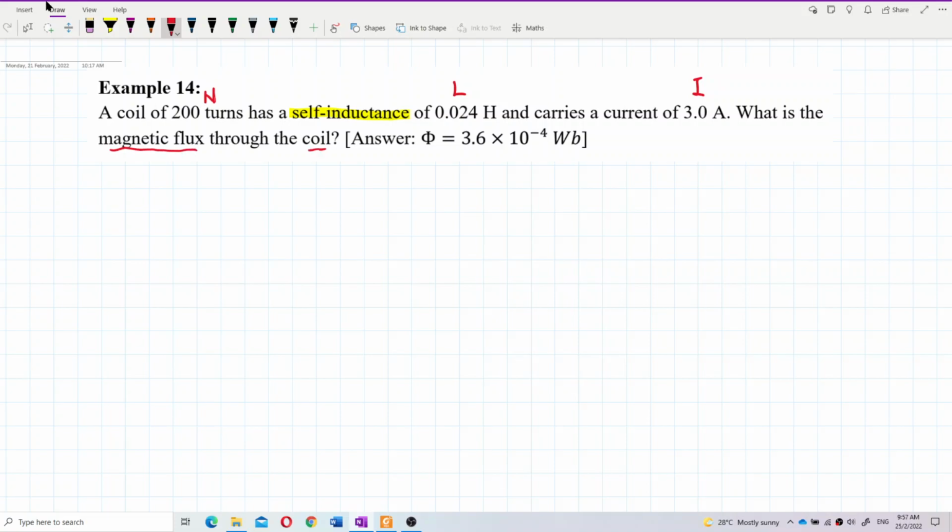Okay, actually this one should be magnetic flux linkage, because it has many turns, isn't it? You should have the word linkage there. Linkage means it refers to all the turns. Yeah, all the turns. Okay, so now how to do this question?